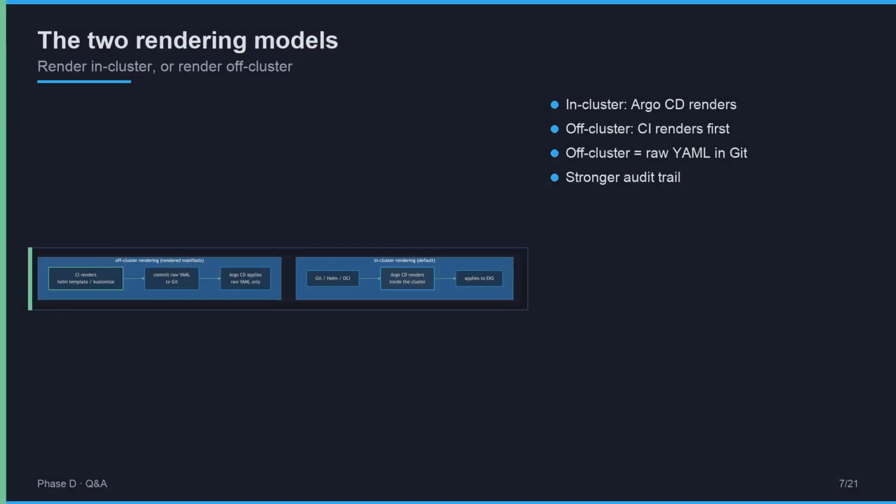On the in-cluster path, Argo CD pulls Git or Helm or OCI, renders, and applies, all inside the cluster. On the off-cluster path, your CI renders first, commits plain YAML to Git, and Argo CD only applies that plain YAML. No Helm or Kustomize needed inside the cluster at all. Many regulated environments prefer the second, because what runs is exactly what was reviewed.